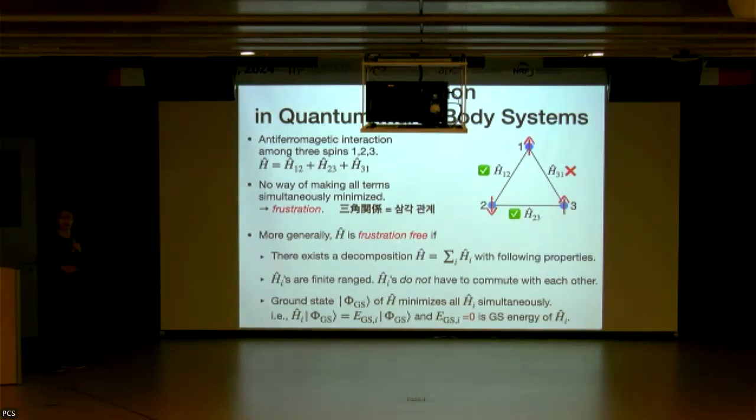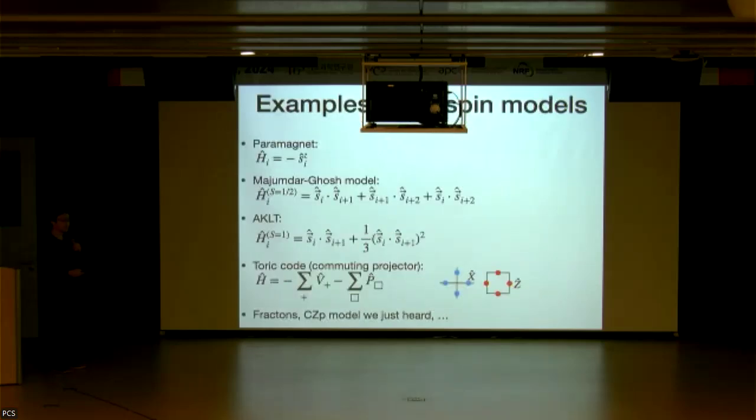Any questions now? Is this definition clear? Good. So let me give you an example. Maybe you may think this is a very special case, but actually there are many examples. For example, the simplest example, a paramagnetic Hamiltonian, is of course frustration free, but there are many other examples like the Majumdar-Ghosh Hamiltonian, which includes anti-ferromagnetic interaction not only between the nearest neighbor spins, but also next nearest neighbor spins, is also frustration free. The famous example, the AKLT Hamiltonian, includes the square of anti-ferromagnetic interaction for spin 1 system.